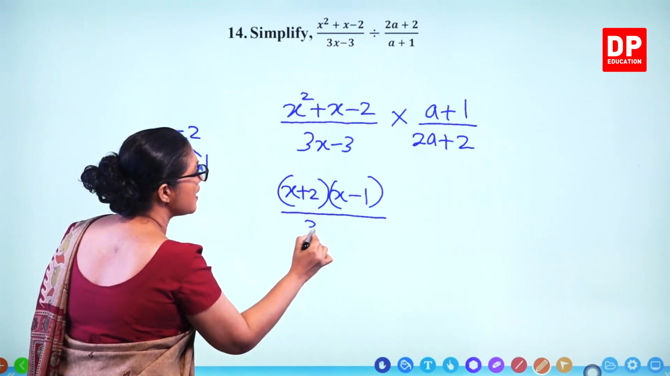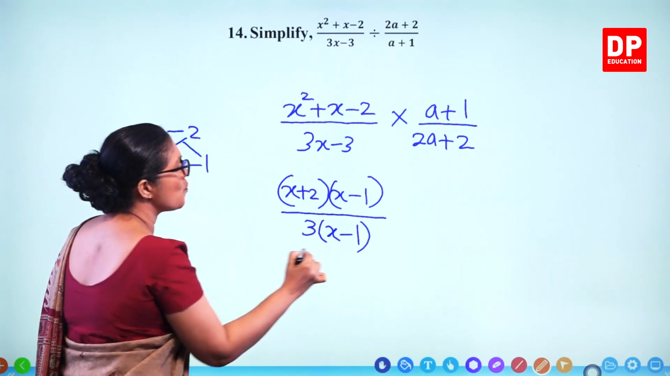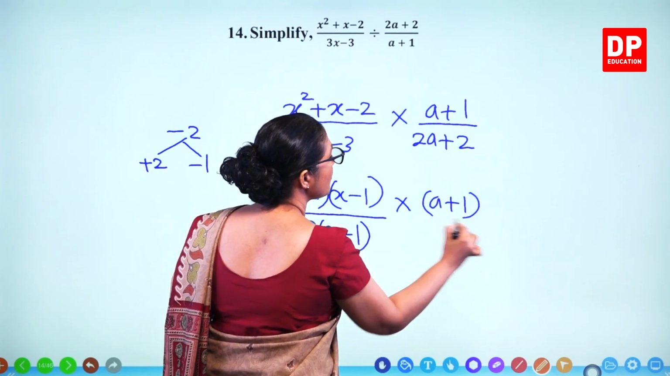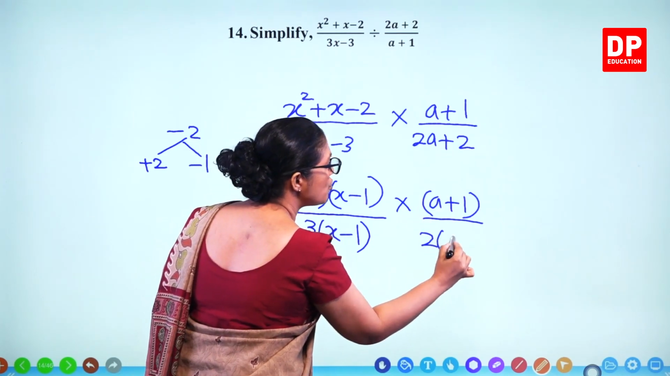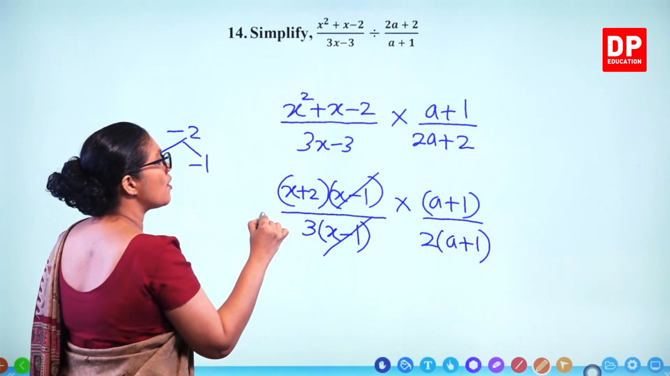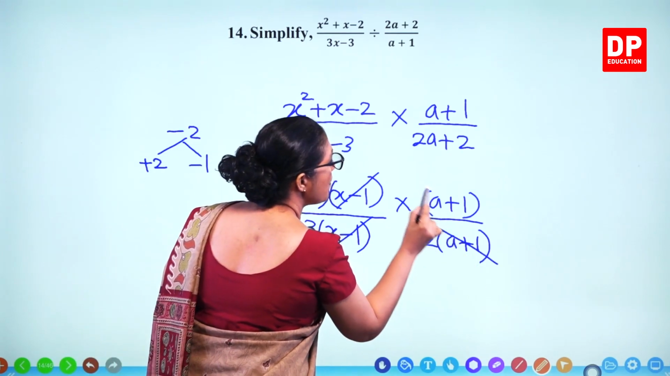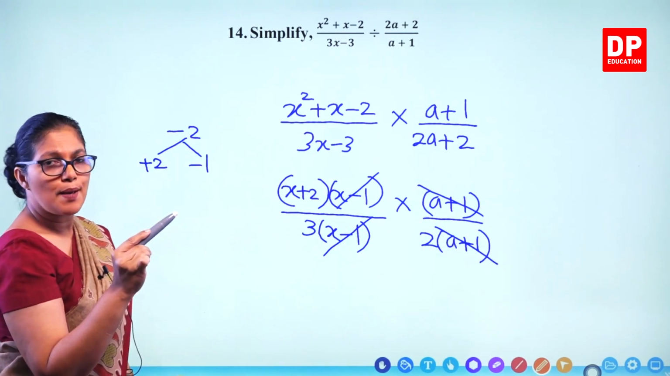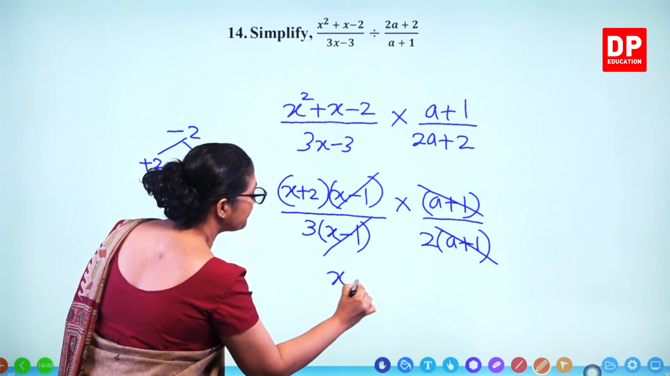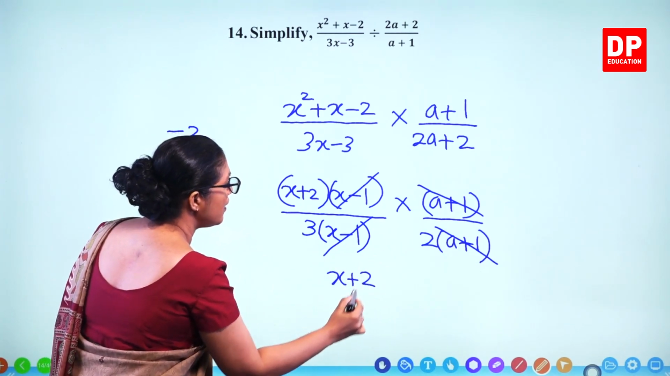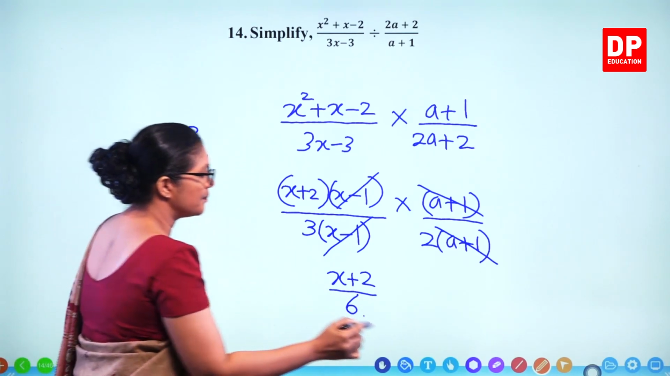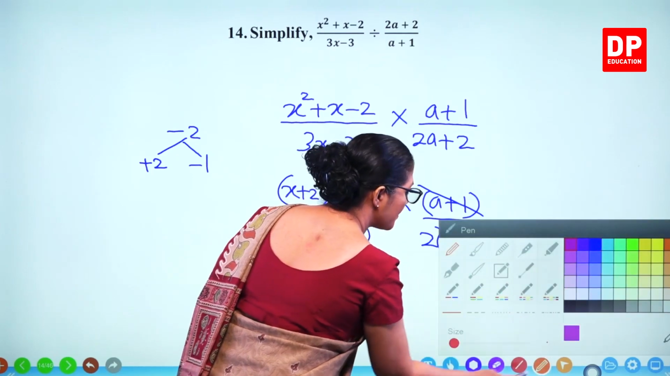This one factorize, take 3 out and you can write x minus 1. And here a plus 1 is there. Again, when you take 2 out, you get a plus 1. X minus 1 gets cancelled out with this x minus 1. A plus 1 gets cancelled out with this a plus 1. So finally what you get? X plus 2 divided by 3 times 2, 6. That's the final answer. So you get 2 marks for that.